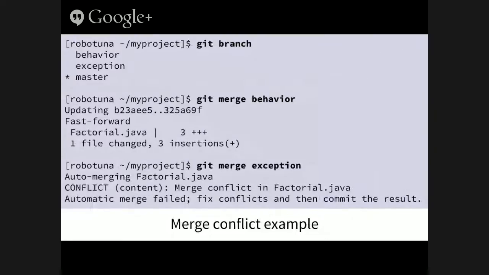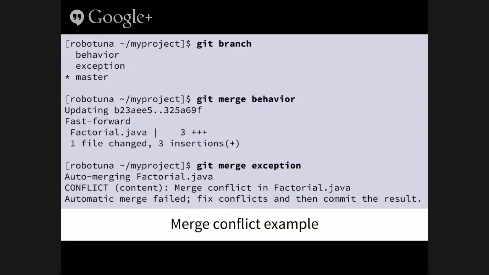So let's take a look at this. If you recall, in our factorial.java file, it started out with no comments, and then one branch added one comment, and then the other branch added a different comment, right? And these two alternate universes are based on the same main timeline, and as a result, they're kind of equal.